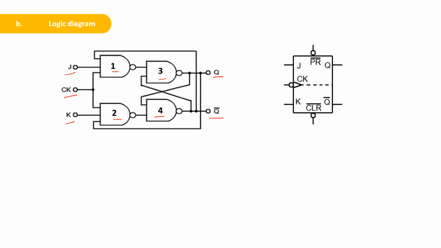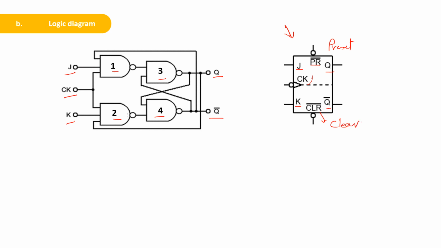Now this is the simple symbol used to represent the JK flip-flop. These are the J inputs. This is the K input. So Q and Q bar, and in addition there is a clock signal. Now you can see there are 2 other pins, PR and CLR, that we will discuss later. This PR is nothing but preset, and this CLR is clear. So these 2 pins we will discuss later.